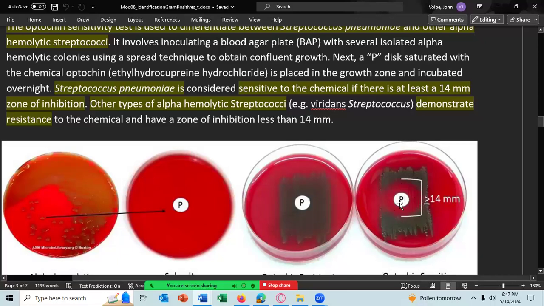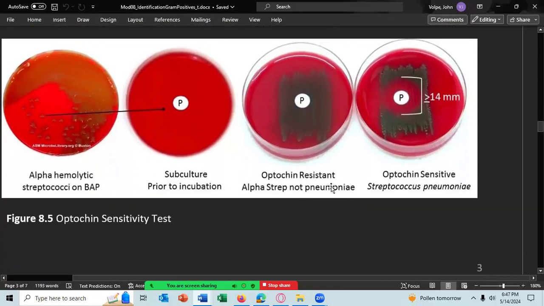Any questions about that? Now note, to be resistant to optochin, you simply need to have the zone of inhibition less than 14 millimeters, down to no zone of inhibition. Any question about any of that? So optochin resistant can be 0 to, let's say, 13 millimeters in the zone of inhibition. But if it's 14 millimeters or greater zone of inhibition, then it's sensitive to optochin.